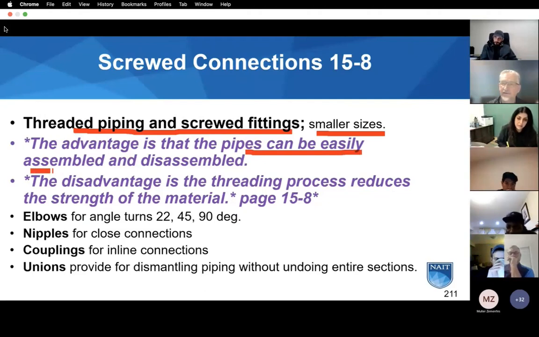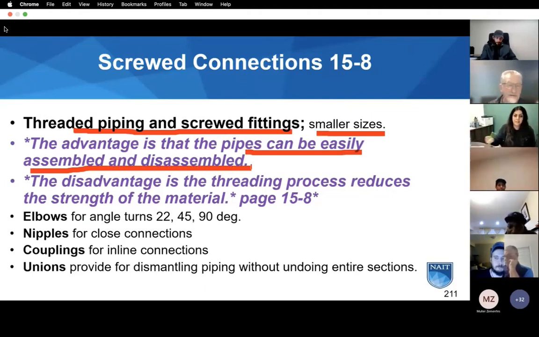Should the time come along that you need to have the furnace replaced, the right qualification, a guy can come in and take it all apart without any welding in your basement. This disadvantage, when we thread a pipe, we take away the strength of the material because we remove thickness. And the next picture will.